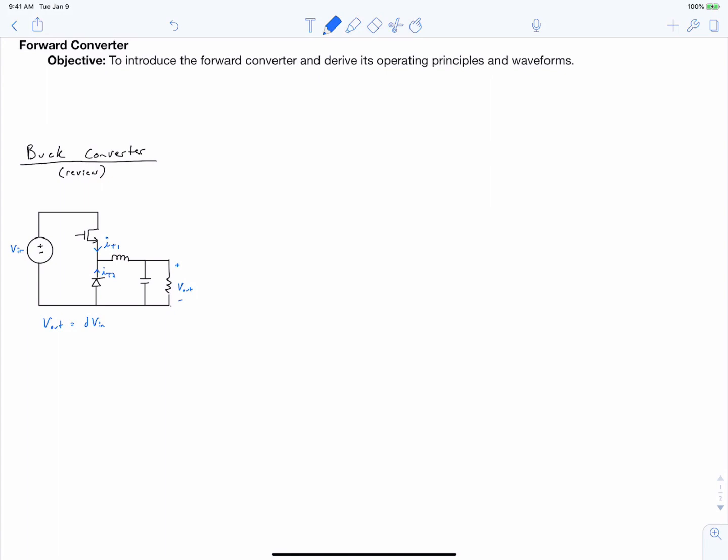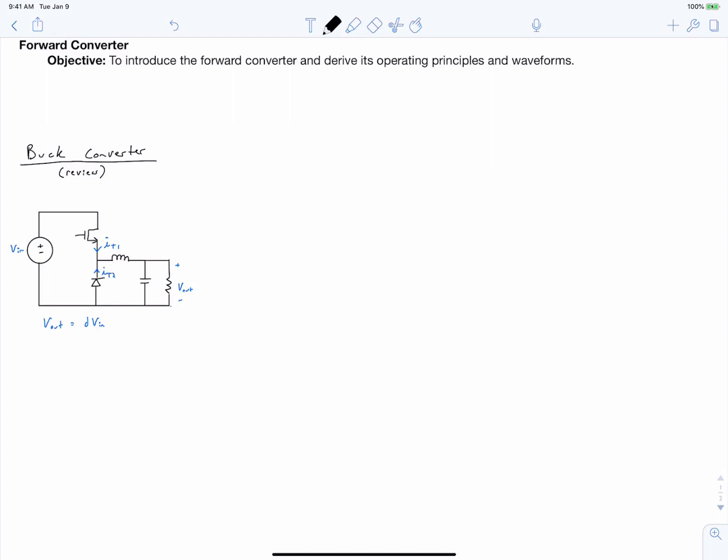So we'll take an approach similar to the approach we took with the flyback converter, by showing the parallels between the forward converter and the buck converter. And in doing this, we're going to develop the operating principles of the forward converter. But first, I want to make a note of where you see forward converters typically used.